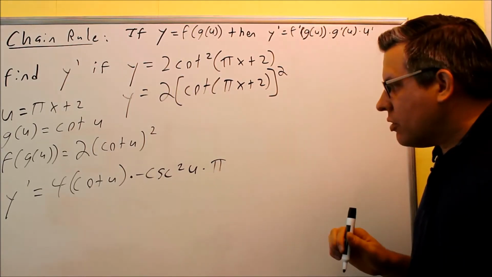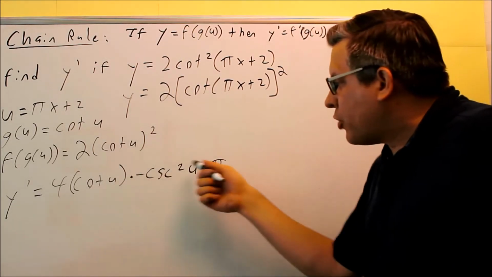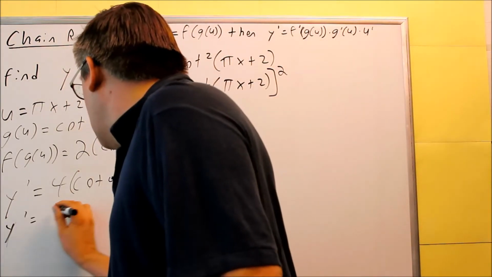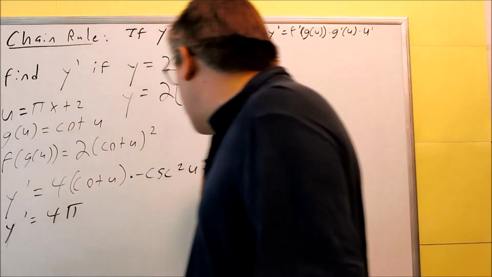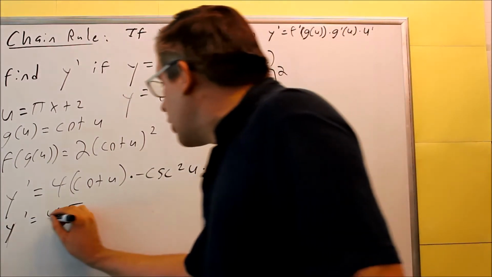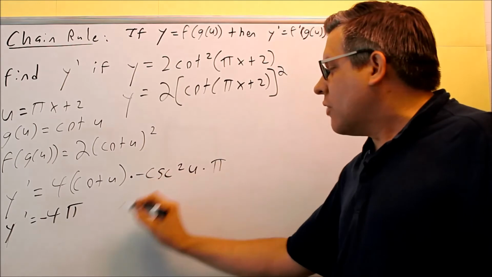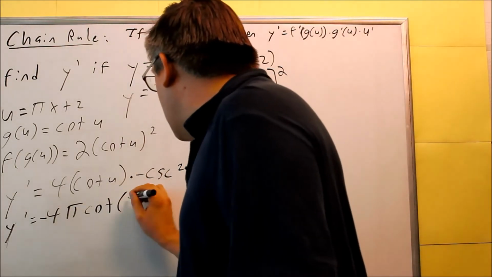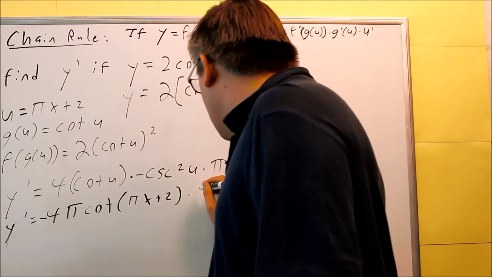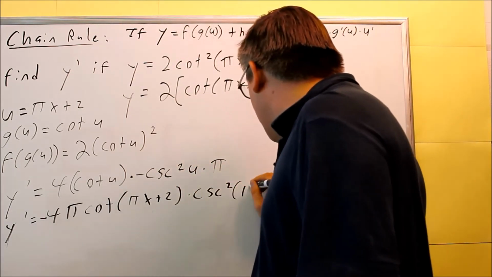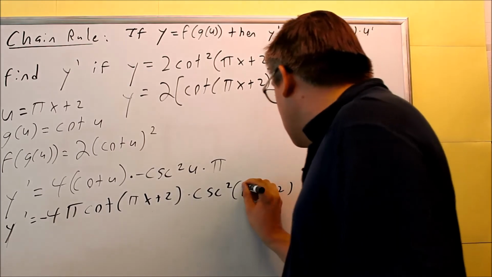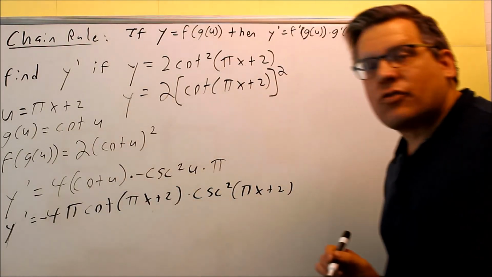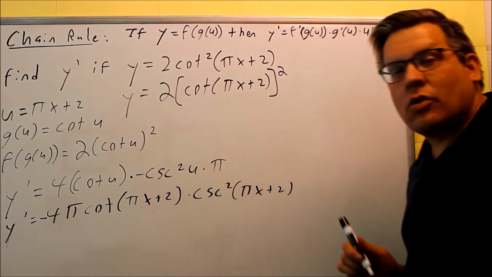The last thing I'm going to do is clean it up, and then I'm going to put the u back in. So y primed equals 4 pi. I'll put the pi over there, and also I can put a negative on the outside because of this negative here. So I have negative 4 pi, and then I'll just write cotangent of pi x plus 2, times cosecant squared of pi x plus 2. And then I can just leave my answer as that. There's nothing more I can do as far as simplifying. I can't combine these together anymore.